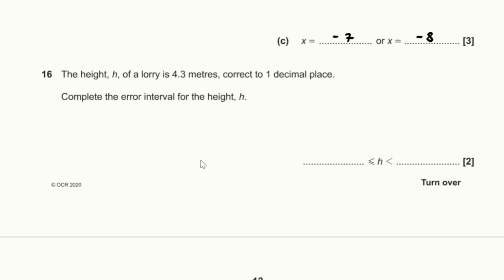Question number 16. The height h of a lorry is 4.3 meters correct to one decimal place. We have to complete the error interval. Well, for the interval we've got 4.25, which is less than or equal to h, which is less than 4.35. Anything above this value, up to 4.35, when rounded to one decimal place, gives the 4.3.